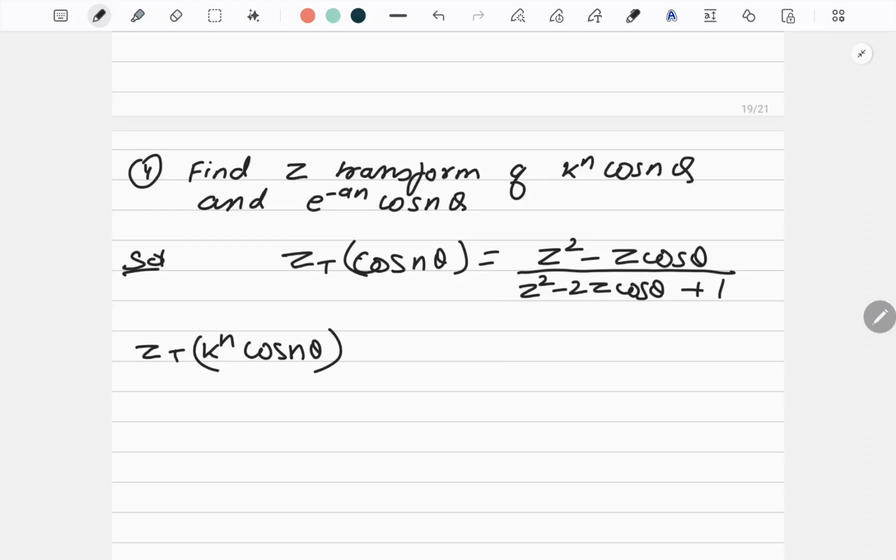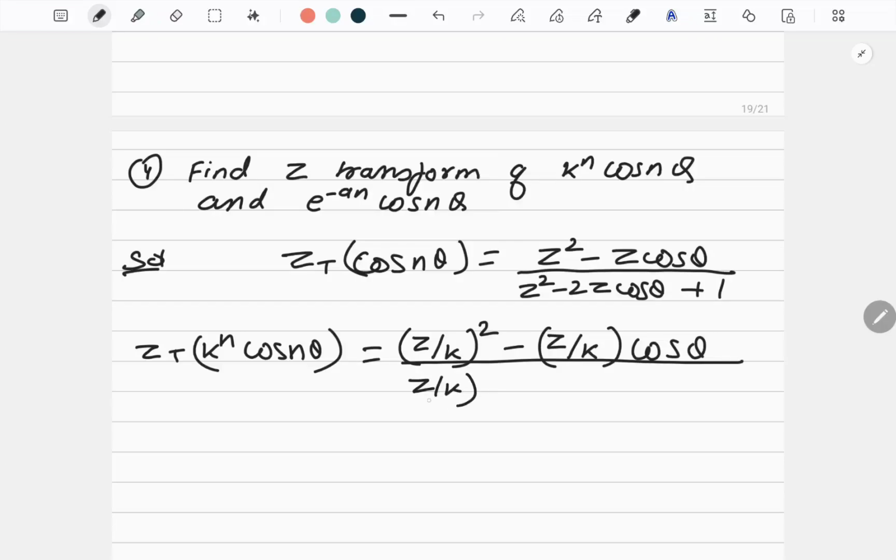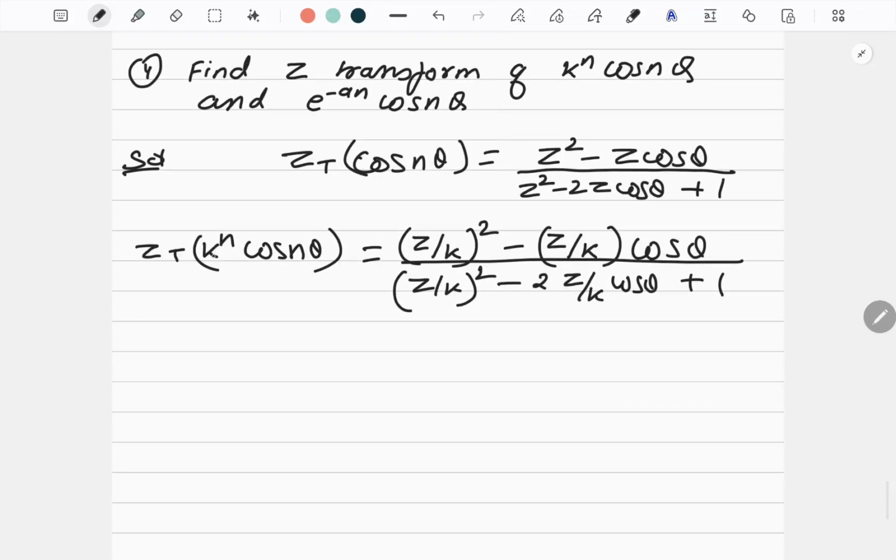In place of z, you have to put z by k. So z by k square minus z by k cos theta upon z by k square minus 2z by k cos theta plus 1. Remember, if it is minus n, k to the power minus n, instead of z by k, you will put zk. Okay. Now, next step.